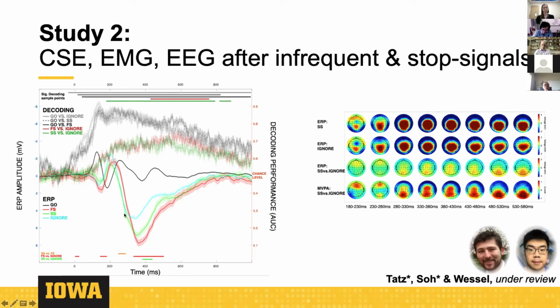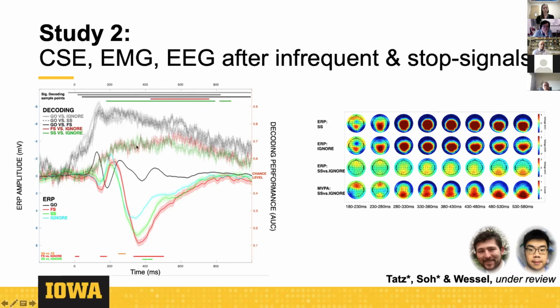We see earlier onsets for successful versus failed stop trials, as we would expect. We see a P3 on the ignore trials, but it's significantly reduced in amplitude. And we see an N2, but the N2 is actually increased on ignore trials versus successful stop and failed stop trials. And more importantly, up here, you can see the decoding traces that take into account the whole scalp data.